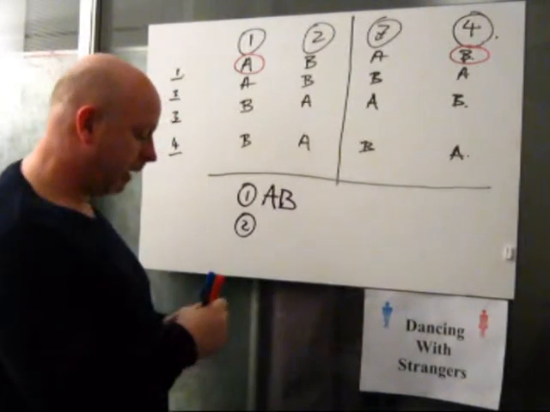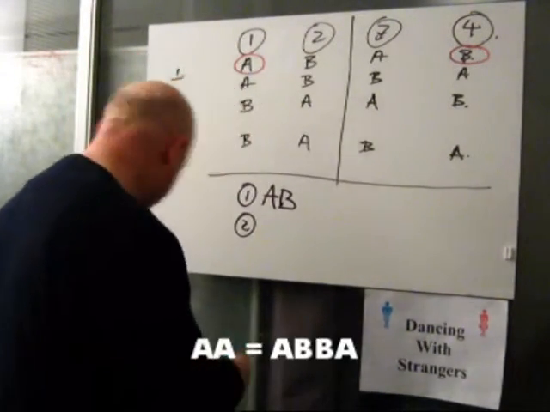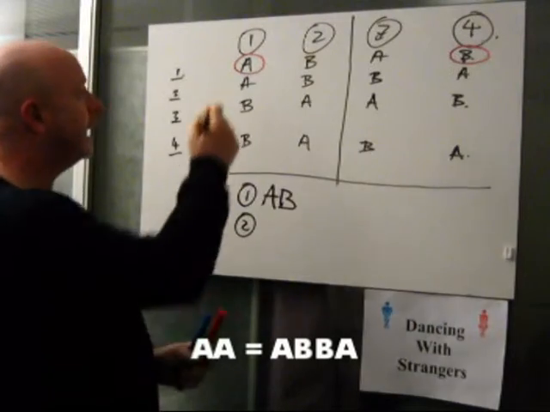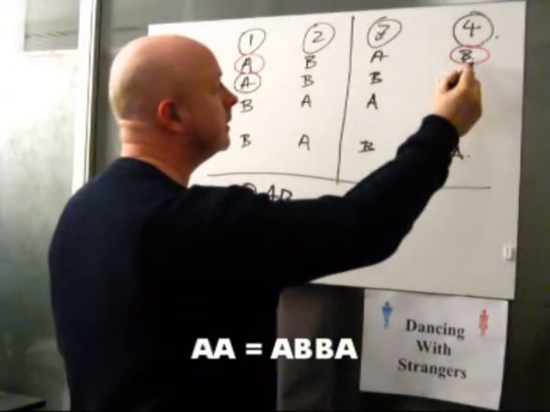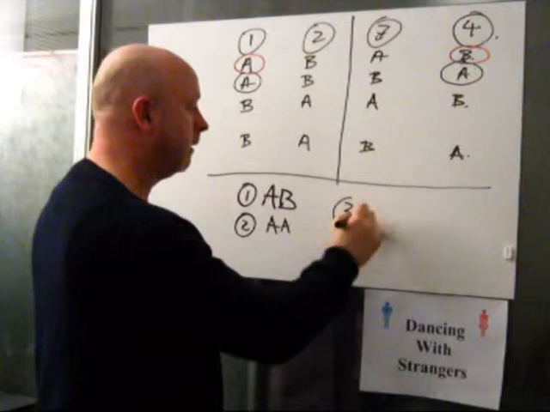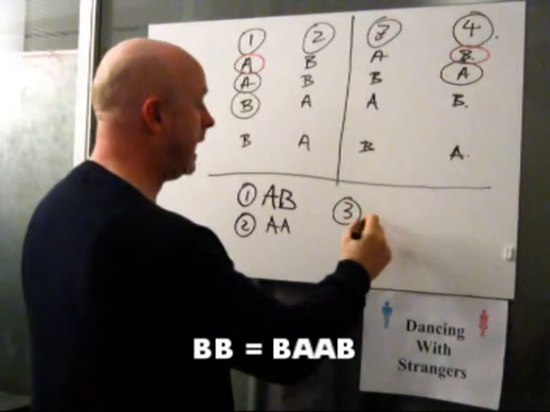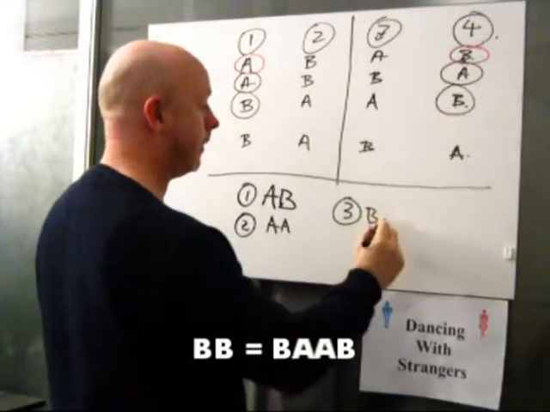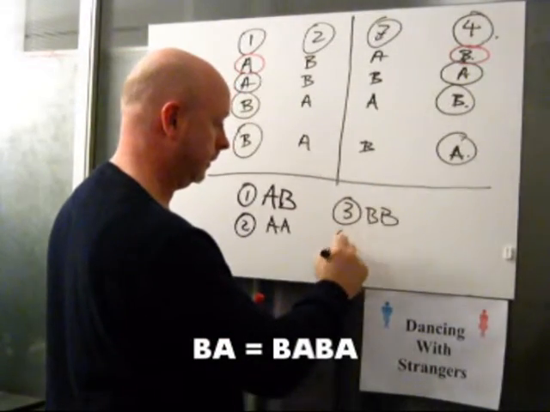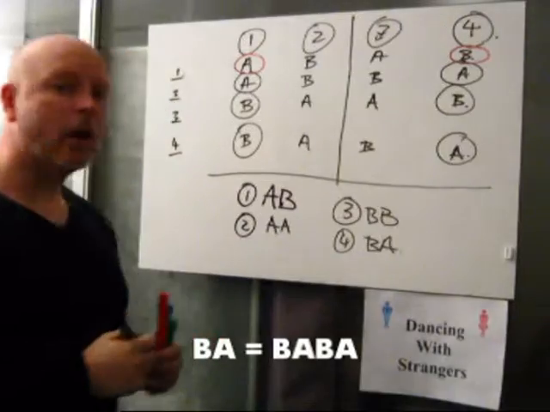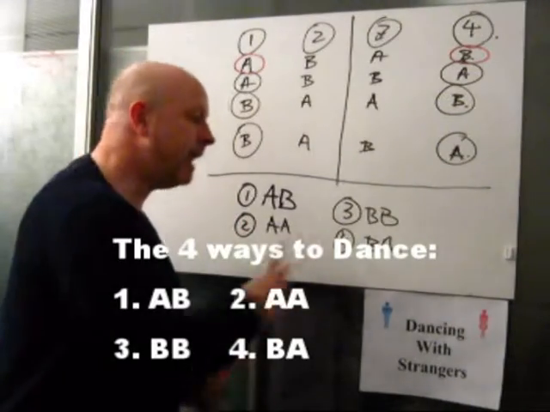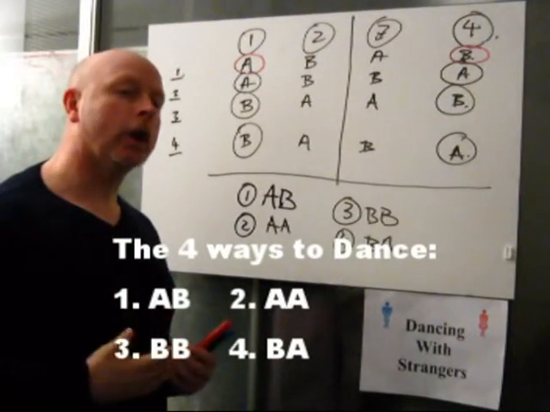Number 2, following the same logic, we have A. Number 3, following the same logic, we have B. And number 4, following the same logic, we have B, A. So these are the four ways to dance: A, B, A, B, B, and B, A. I will become more familiar with those as we go along. Thanks.